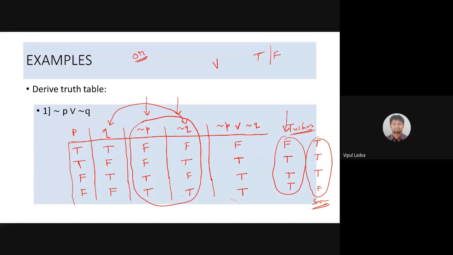Many of you had replied in the chat box. All those who say that F, T, T, T are correct.